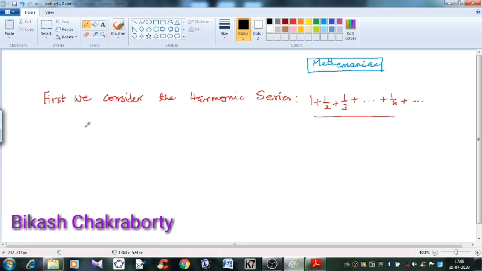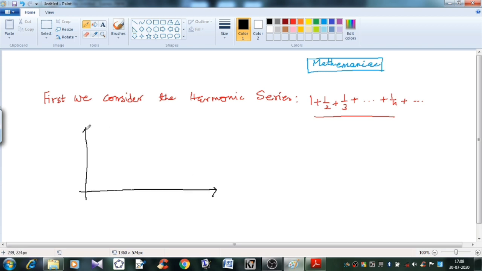For that, let us consider the graph of the curve y equal to 1 by x, right? Now we consider the line segments at the points x equal to 1, x equal to 2, x equal to 3, then at x equal to n, and then at x equal to n plus 1, right?